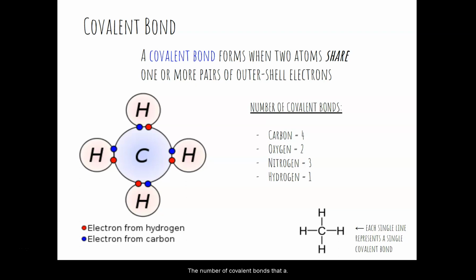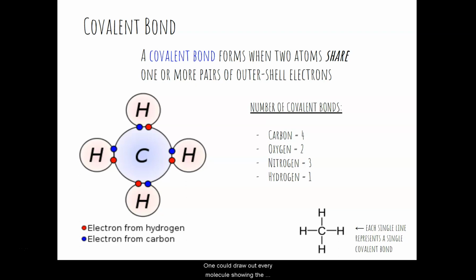The number of covalent bonds that atoms can form depends on those valence electrons. Carbon can form 4 covalent bonds, oxygen can form 2, nitrogen can form 3, and hydrogen can form 1. This is something that's going to be important for you in your lecture activity called carbon bond.